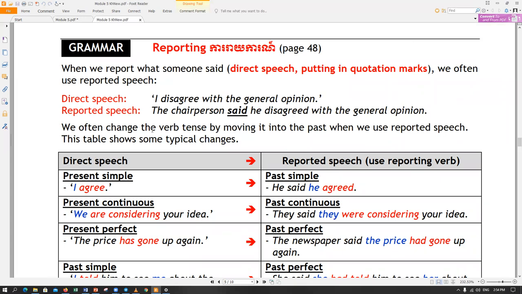Direct speech: I disagree with the general opinion.